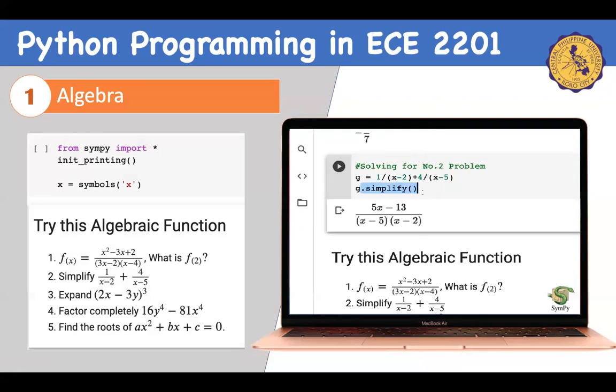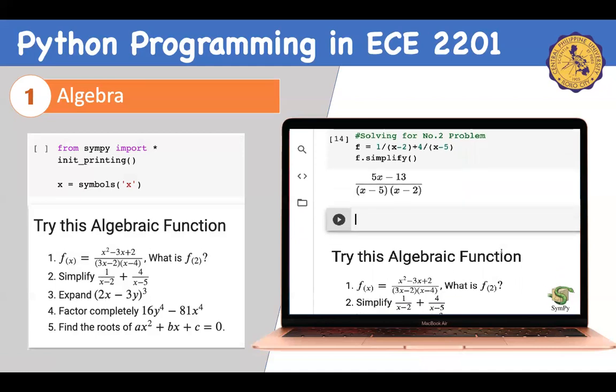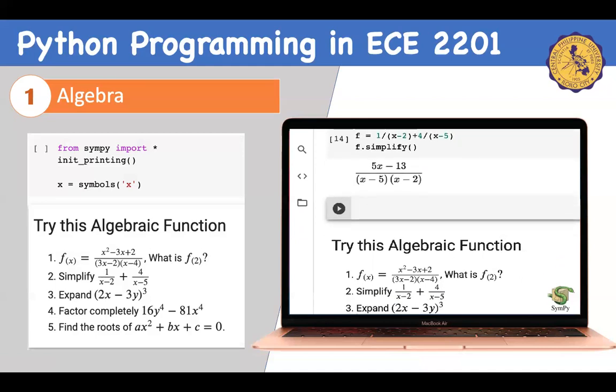So you know already how to use subs and simplify, and later on you will learn how to use expand. If I use f now, it will give you the same result. All right, now for the next problem, we are going to expand (2x minus 3) cubed.